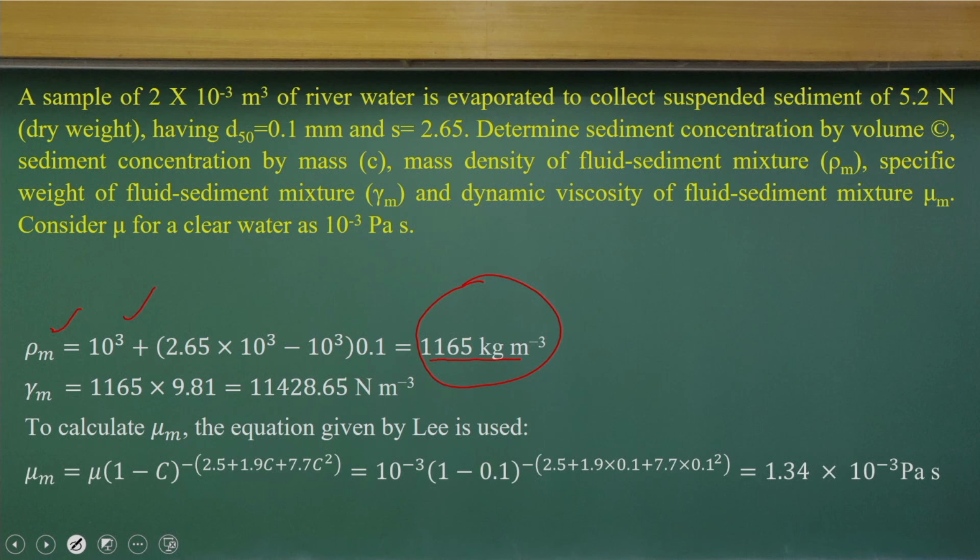In the same way you can compute the dynamic viscosity. Just substitute the C value, and mu is known to us. You can see that mu m is a higher value than for clear water because of the presence of the sediment concentration. It's a simple example to demonstrate how we can compute it if we know the sediment concentration.